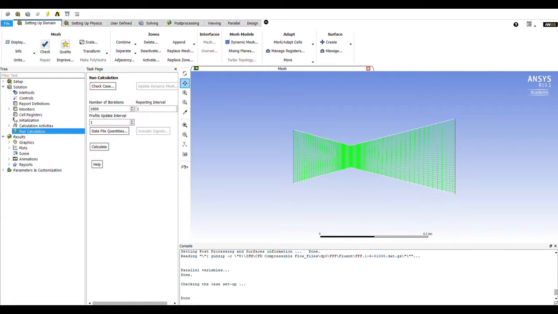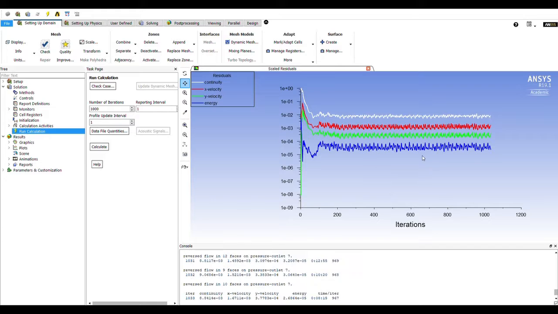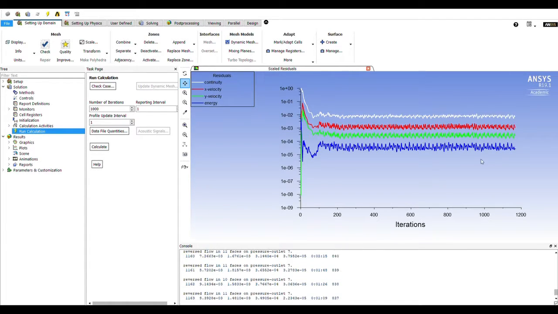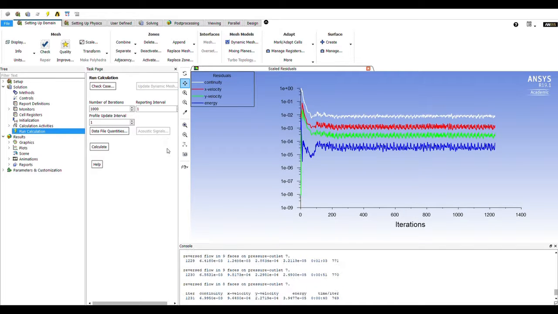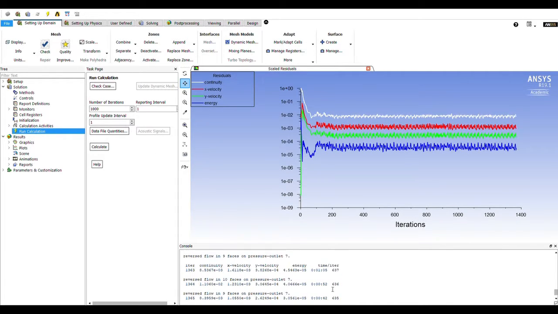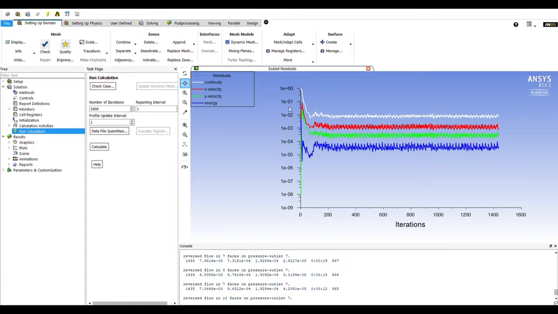I would run one round of calculations in this video in order to see how it varies with time. As you can see, this is starting from the 1,000th iteration. This is because this is the second time I'm running the calculation for the same mesh. I've also done these calculations for 4 other meshes for the mesh independence part of my project.